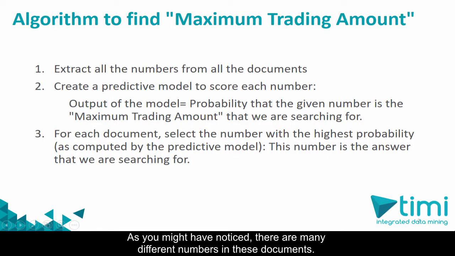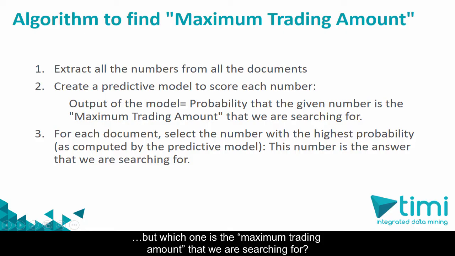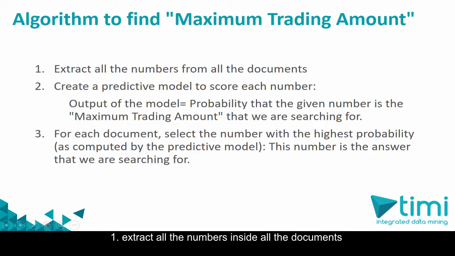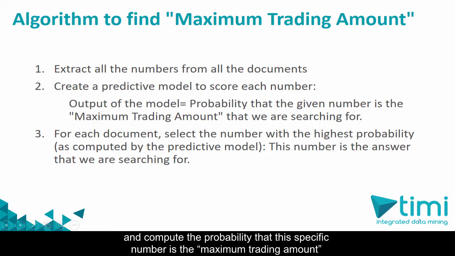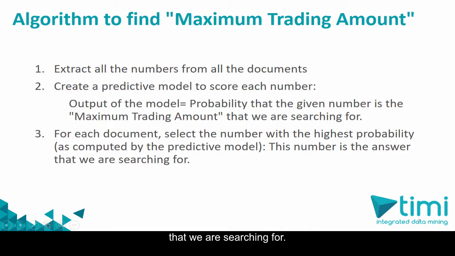As you might have noticed, there are many different numbers in these documents, but which one is the maximum trading amount that we are searching for? To answer this question, we'll create with Untitled the following algorithm. First, extract all the numbers inside the document. Second, create a predictive model that looks at each number and computes the probability that this specific number is the maximum trading amount that we are searching for. Third, for each document, select the number with the highest probability, as computed by the predictive model. This number is the answer that we are searching for.